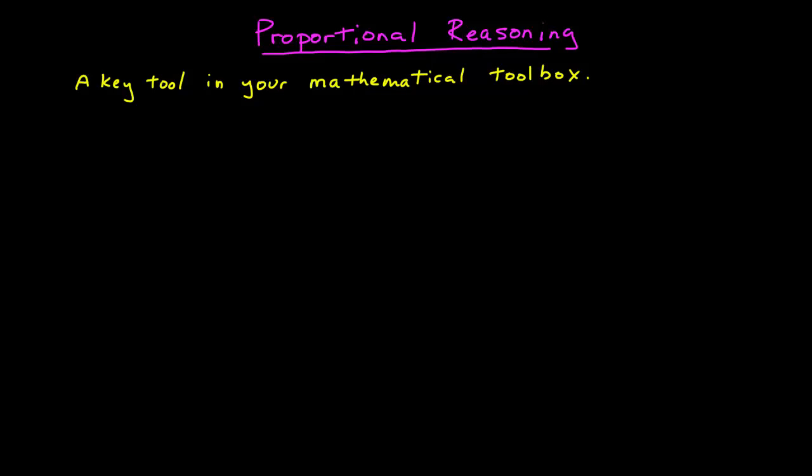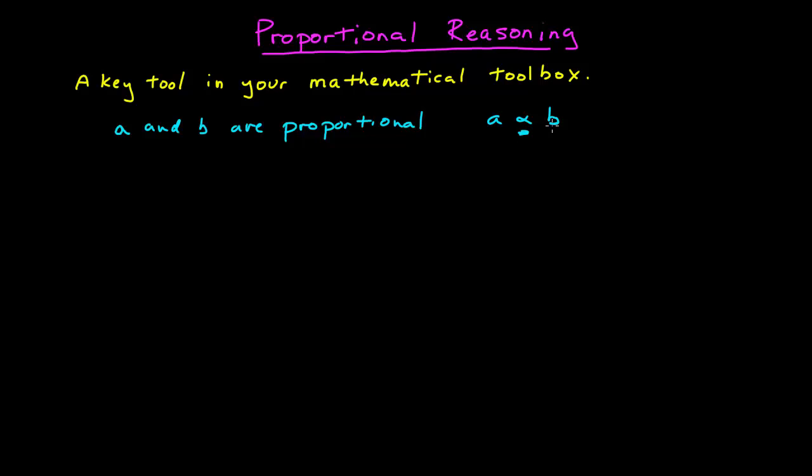In this video, I want to talk about proportional reasoning. Proportional reasoning is a key tool in your mathematical toolbox. If we say A and B are proportional, one way we often write that is we say A is proportional to B in this way. We use this symbol here that looks something like a Greek alpha.